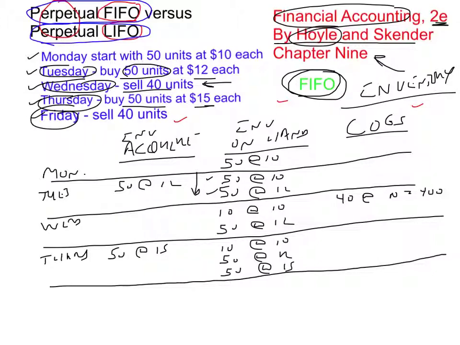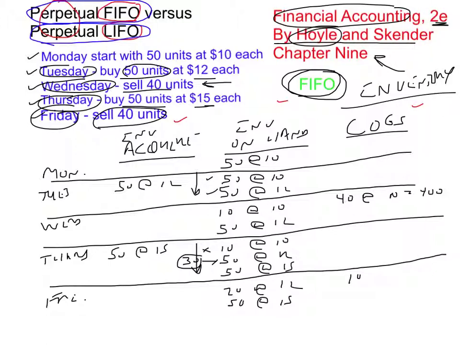Friday is your last day, and on Friday you sell 40 units. Now again, this is FIFO, so you peel these goods off first in, first out. How many do you have? Well, the first 10 are gone, and 30 out of the second group are now gone. So what you have left after you've peeled those off is you have 20 remaining at 12. The 10 are gone at 10, and 30 of the goods at 12 are gone, and you have 50 at 15. Where did they go?